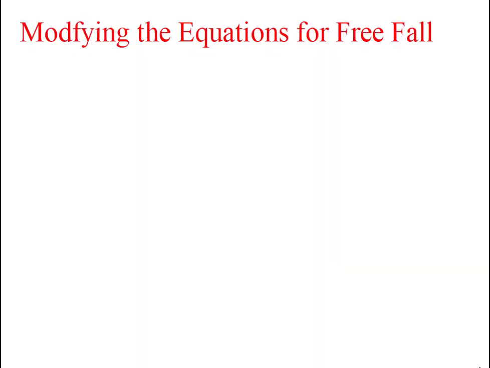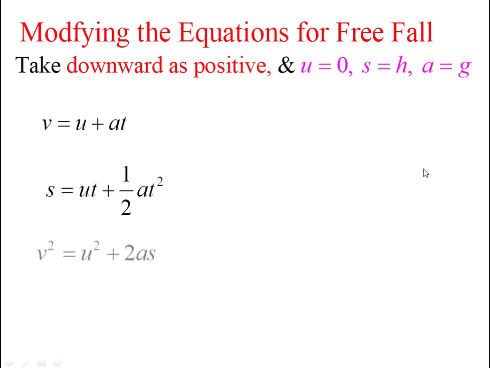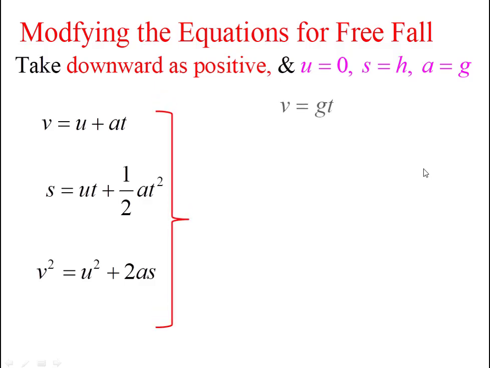Modifying the equations for a free fall, take downward as positive, and in the case of free fall, initial velocity is 0. You replace s by h and a by g. Then these are our kinematic equations. Then in the case of free fall, v = u + at becomes v = gt because initial velocity is 0.